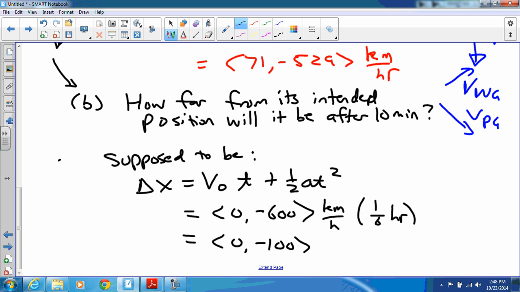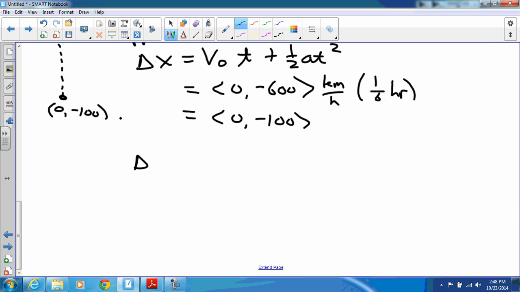Now we put this on our diagram here. He started here, and the intended position was 100 kilometers due south. That's where he was supposed to be. Where does he actually end up? How do I compute that? Same way. So the actual is going to be delta x equals v0t plus 1/2 at squared.